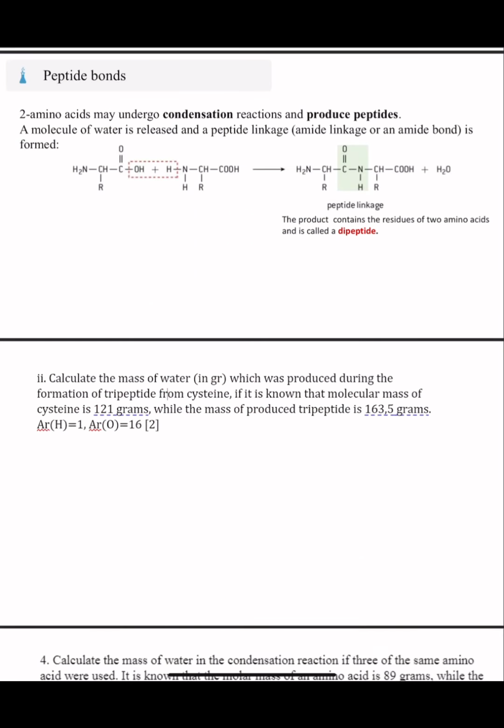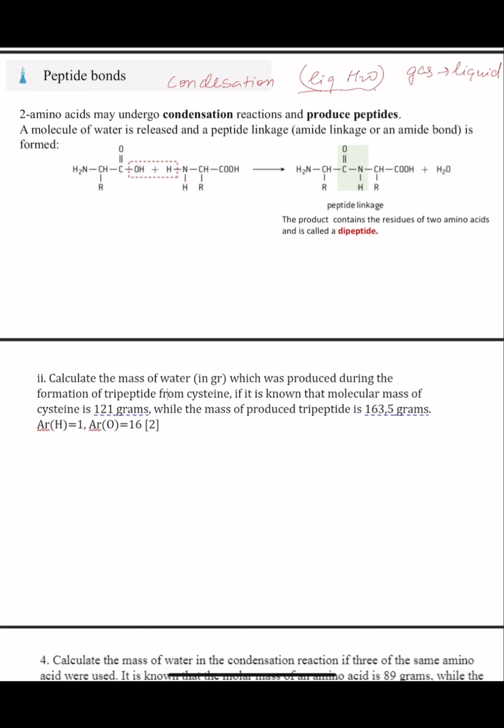Okay. Now we're going to talk about the polymerization of amino acids. This type of polymerization is called condensation polymerization because we produce liquid water as a product. If you go from gas to liquid state, this is called condensation. And because we produce liquid water, it is called condensation.